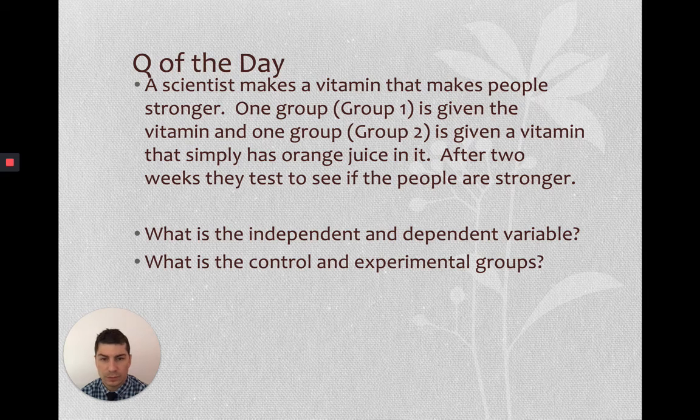Control and experimental groups. Our control group, we know that orange juice should not make someone stronger. So our control group is going to be group 2, which is given the vitamin with orange juice in it. And then our experimental group is going to be group 1. That's going to be our group with the new vitamin.